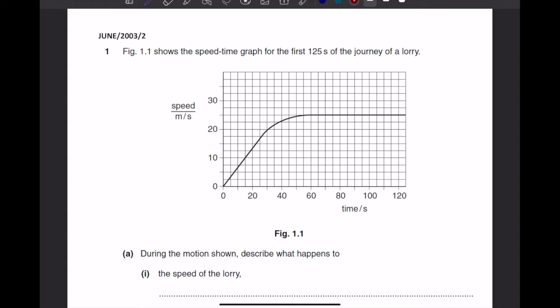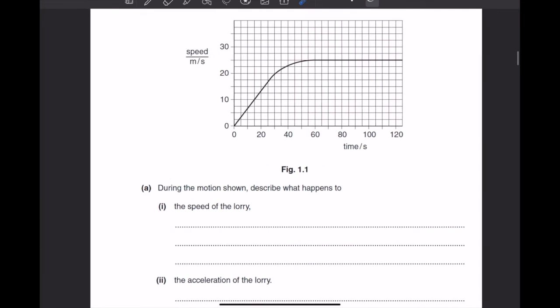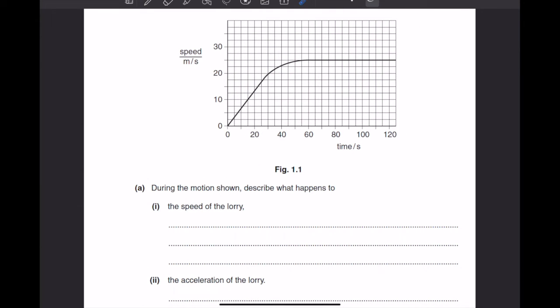Let's have a look at some of the structured questions. It says, the graph shows a speed time graph for the first 125 seconds of the journey of a lorry. So I can see that this is the graph where the speed is increasing at a constant rate, then speed is increasing at a decreasing rate. So here the acceleration must be constant, here the acceleration must be decreasing, and finally the acceleration becomes 0 because it's a horizontal graph. It says during the motion, describe what happens to the speed of the lorry.